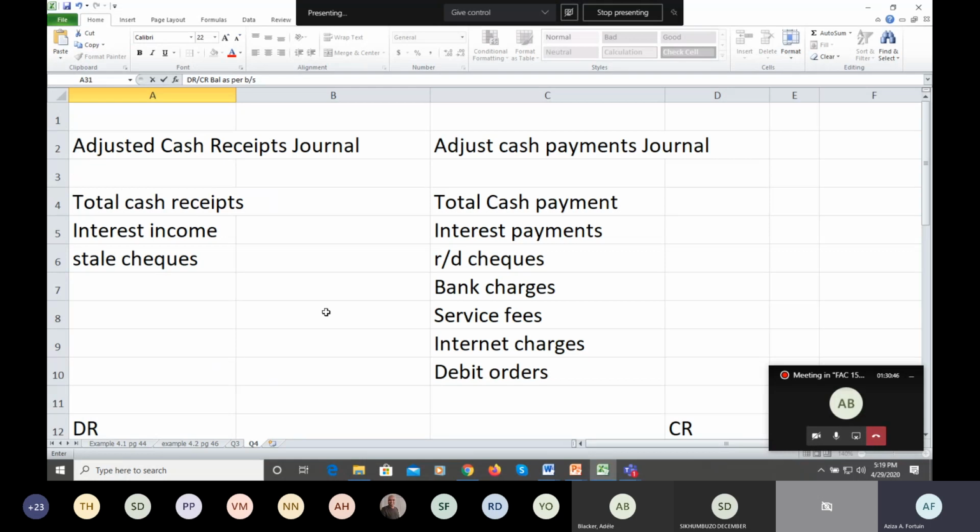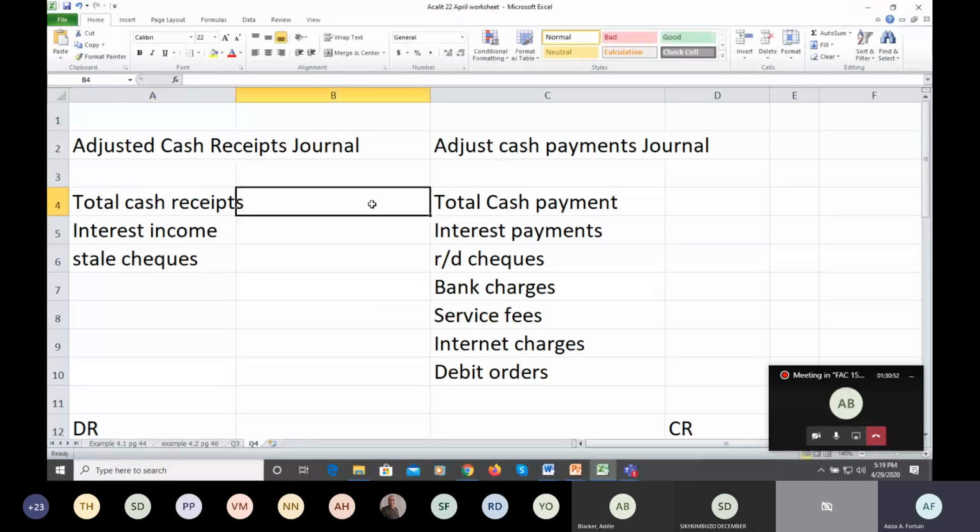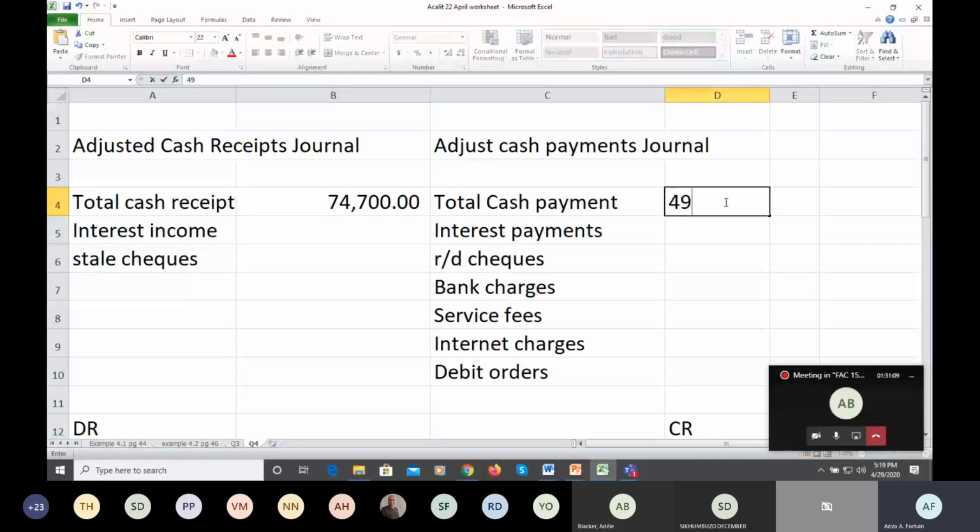Okay, so let's look at the example now. We said that the total business cash receipts was 74,700, so all I'm going to do is slot it in: 74,700. The next line item said business cash payments was 49,280 rand, so I'm just going to slot the 49,280 rand in there.